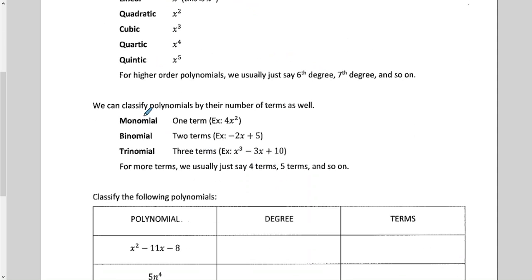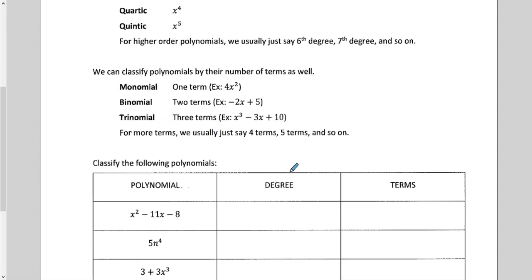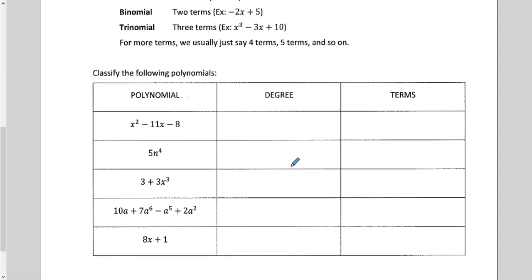We can also classify or name polynomials based on the number of terms it has. If you just see one term by itself, basically you don't see any addition or subtraction signs after this, you see it by itself, we call it a monomial. And then if you see two terms, so here negative 2x and then 5, we call it a binomial. And then when you have three terms, we call it a trinomial. If you see more than three terms, we usually just say 4 terms, 5 terms, and so on. So let's practice classifying polynomials based on their degrees and their terms.